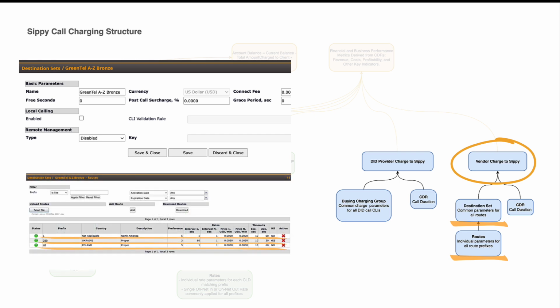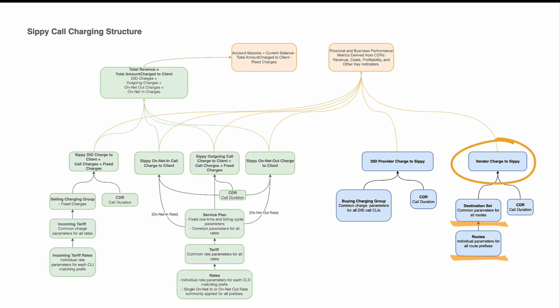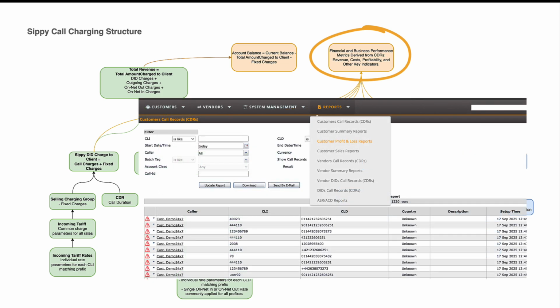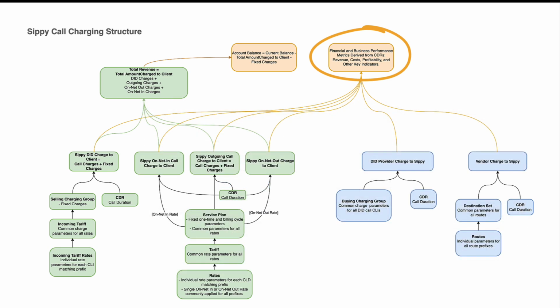In contrast, the costs Sippy pays to vendors are defined individually for each prefix as roots of a destination set created for this vendor. After each call is completed, Sippy combines the relevant revenue charges and updates the account balance by subtracting them from the current balance. Call revenues and costs are also used to generate various financial reports available on the Sippy web interface, such as the Customer Profit and Loss Report, and are recorded in the CDRs, which can be downloaded to create customized reports. In the next video, we will analyze several real-world scenarios in detail to show how charges are applied and affected by different routing scenarios.